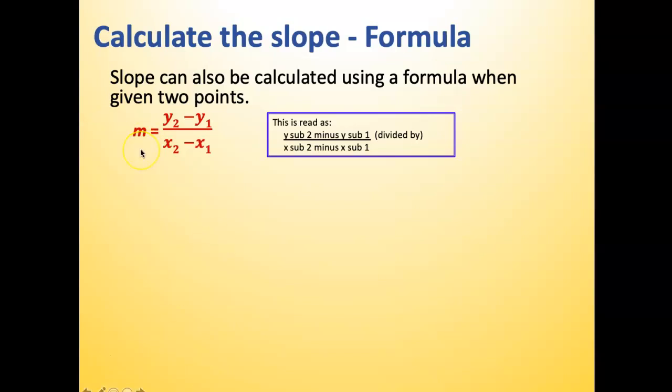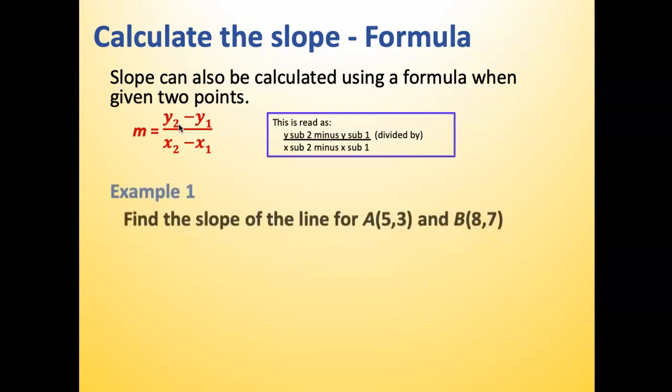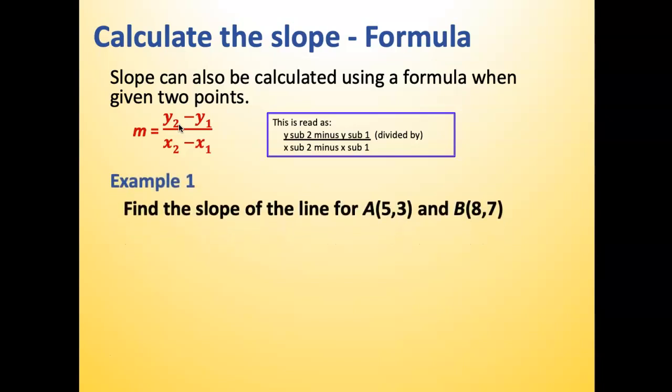So m, representing slope, is equal to y sub 2 minus y sub 1, all over x sub 2 minus x sub 1. This means that you will be given 2 points, and the coordinates of the first point are x sub 1, y sub 1, and the coordinates of point number 2 are x sub 2 and y sub 2. Okay, let's have an example.